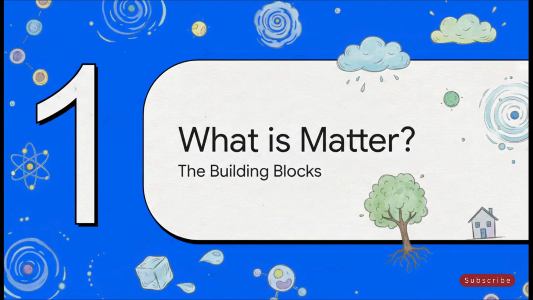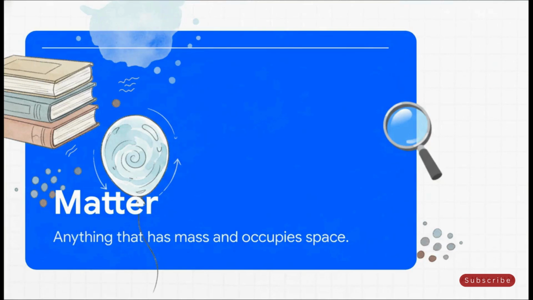So, first things first. Let's start with the most fundamental question of all. What exactly is this stuff that's all around us? The official definition is actually super simple. If it has mass, which just means it's made of stuff, and it occupies space, meaning it has volume, then it's matter. A book? Yep. The air inside a balloon? You bet. It's really that straightforward.